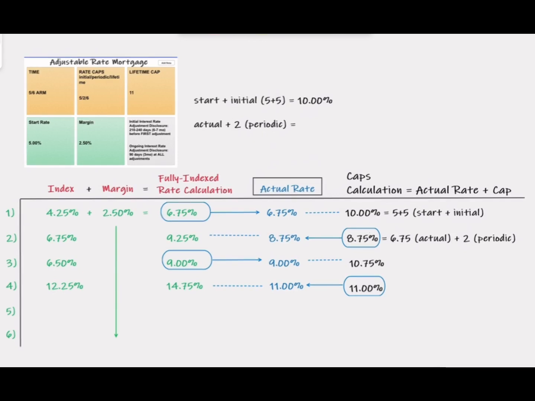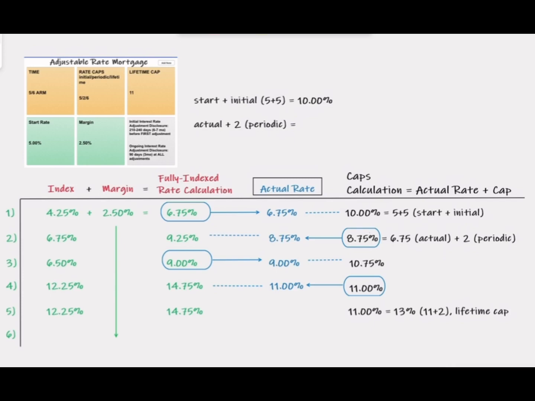Good, because we'll go to adjustment number 5. The index market rate hasn't changed. It's still at 12.25. That means it remains a 14.75% fully indexed rate. So now, do the CAPS calculation. What did you get? If you came up with 13%, you wouldn't be completely wrong because the actual rate of 11% plus the 2% periodic cap would make it 13.